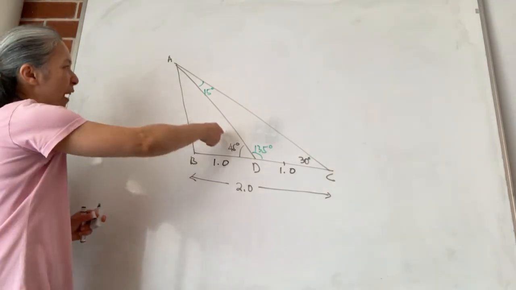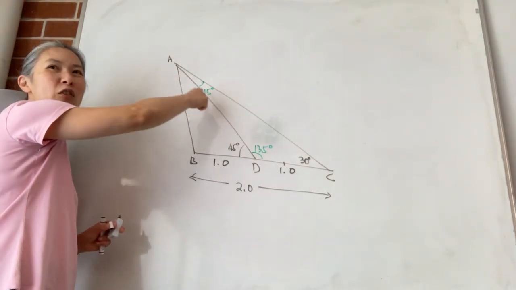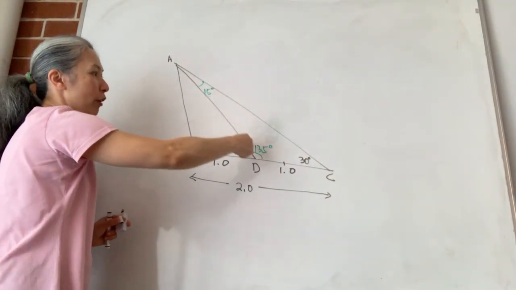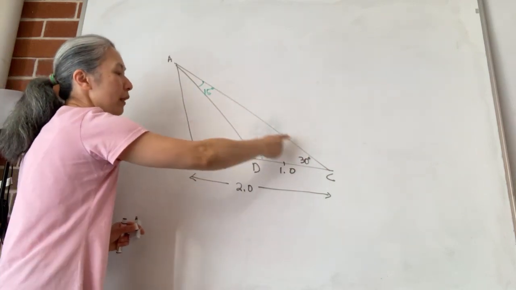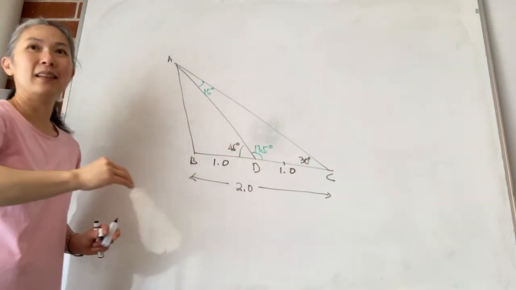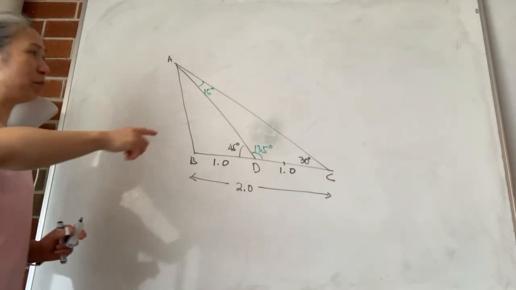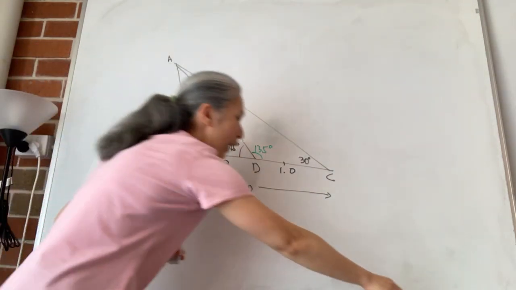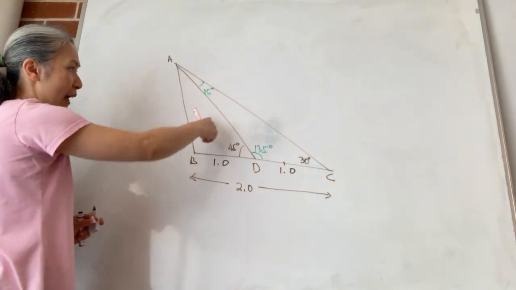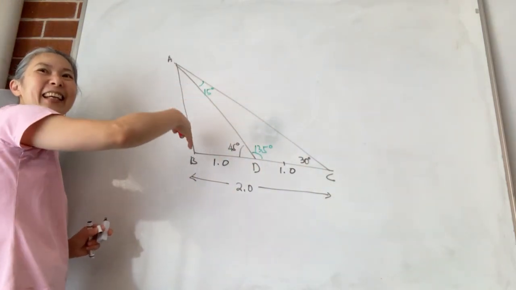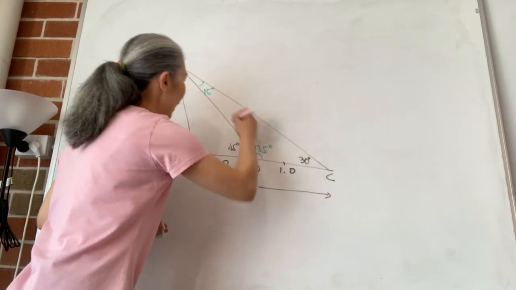Because this triangle is kind of empty, not really friendly. I'm going to concentrate on this triangle. We use the sine rule to find AD. If I know AD, that means I'm able to work on this triangle. Yes, good. Use the sine rule to find out AD.